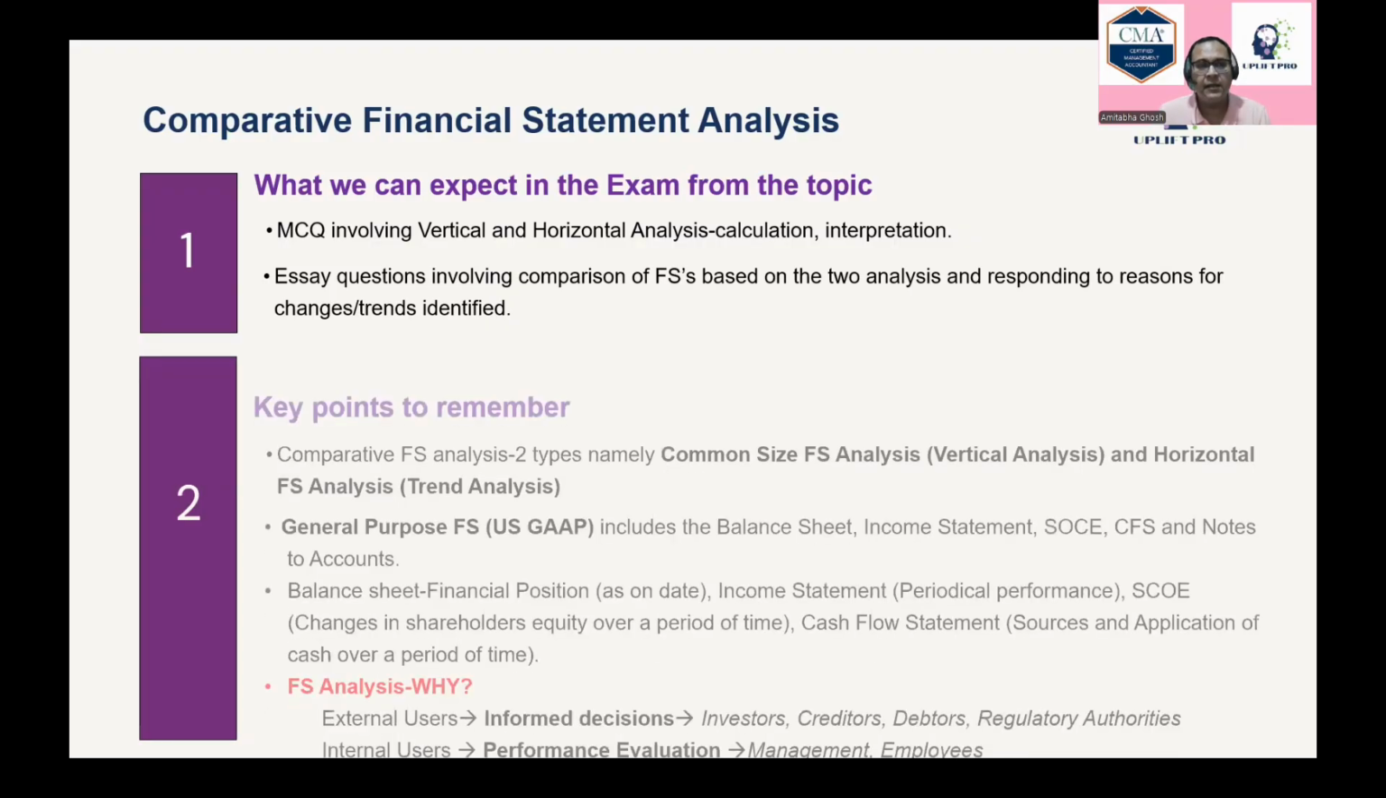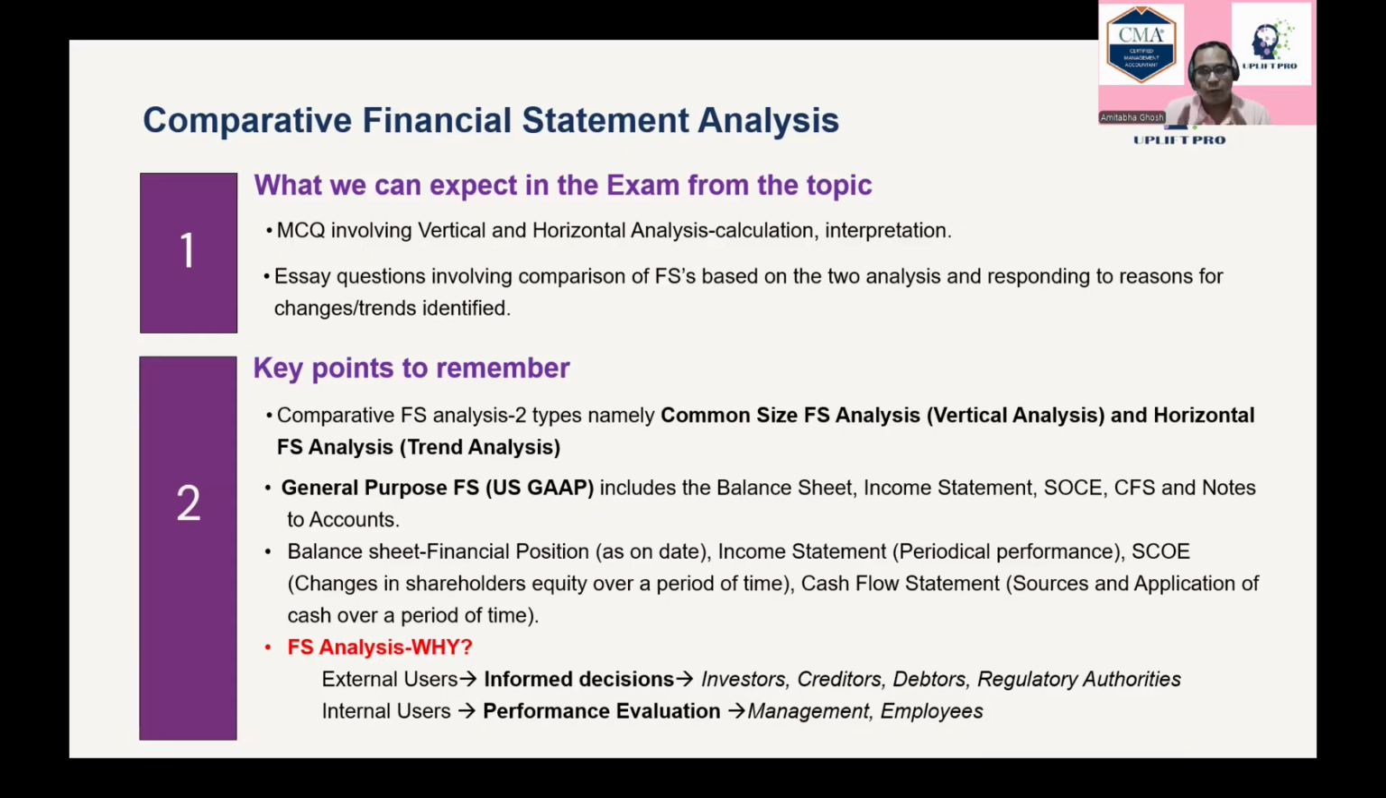Basically, the key points to remember, the first point, very important: comparative financial statement analysis can be of two types. The common size financial statement analysis, called the vertical analysis, and there is also the horizontal financial statement analysis, which is called the trend analysis. Now, why do we need to keep in memory these two types of analysis? Because some MCQs may test our knowledge about the names by which this analysis is known. So just be aware of these two names, highlighted in bold here.